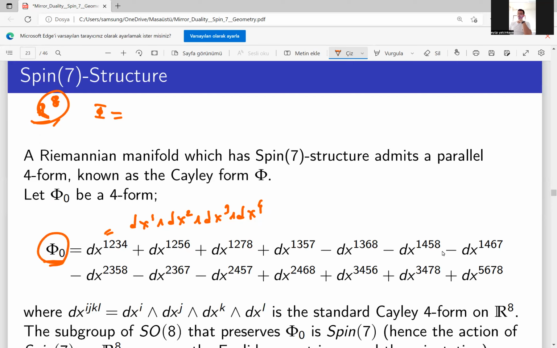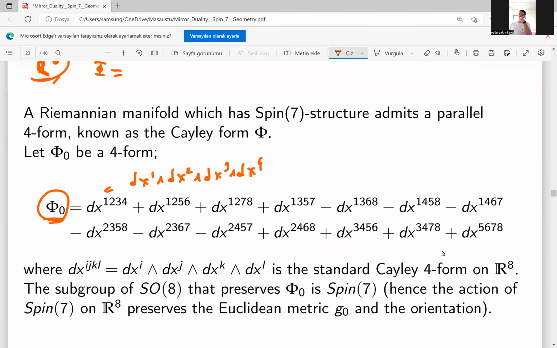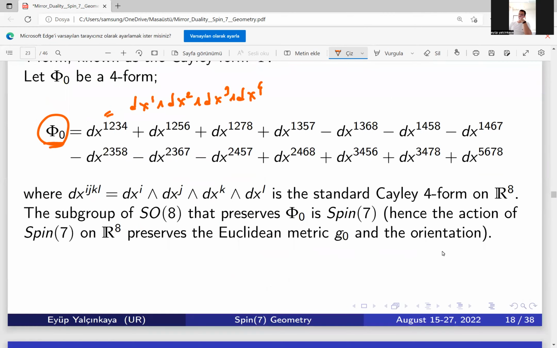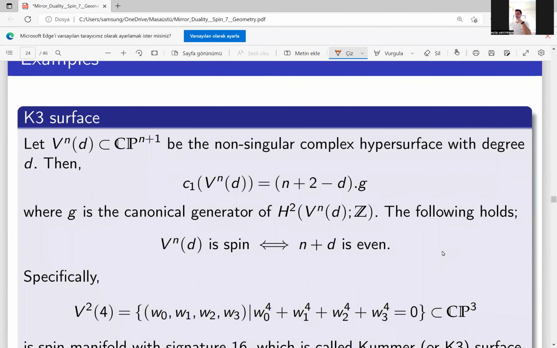If you think about that, this Phi_0 gives us the Cayley form, and this Cayley form, don't confuse it with Cayley, gives us the Cayley submanifold, and this submanifold is also a minimal submanifold. Okay, and another example, the K3 surface.